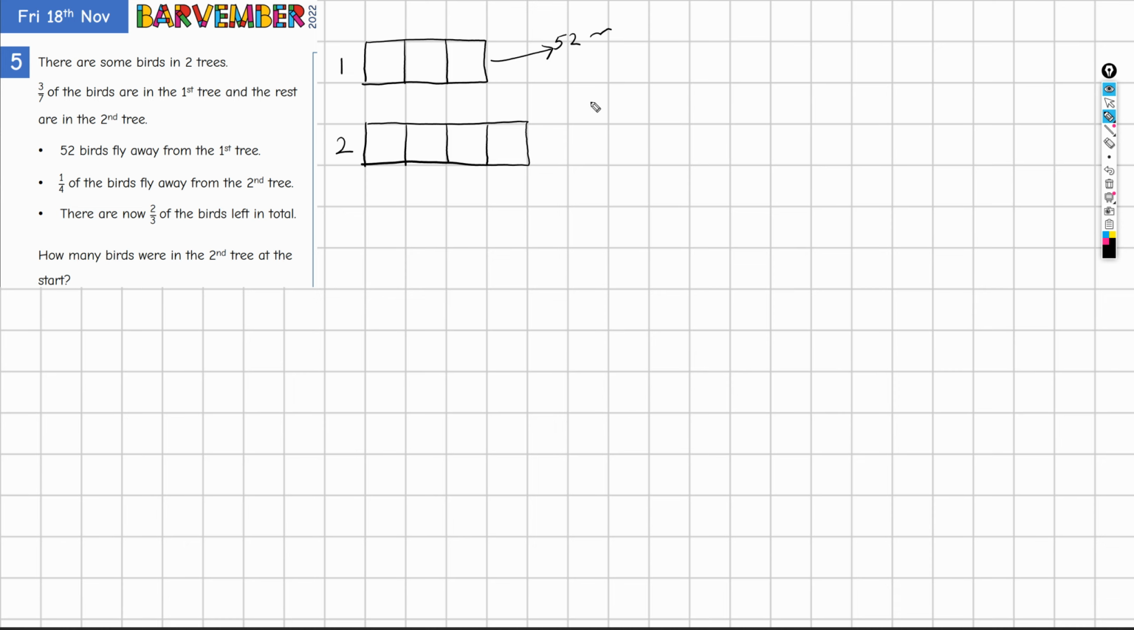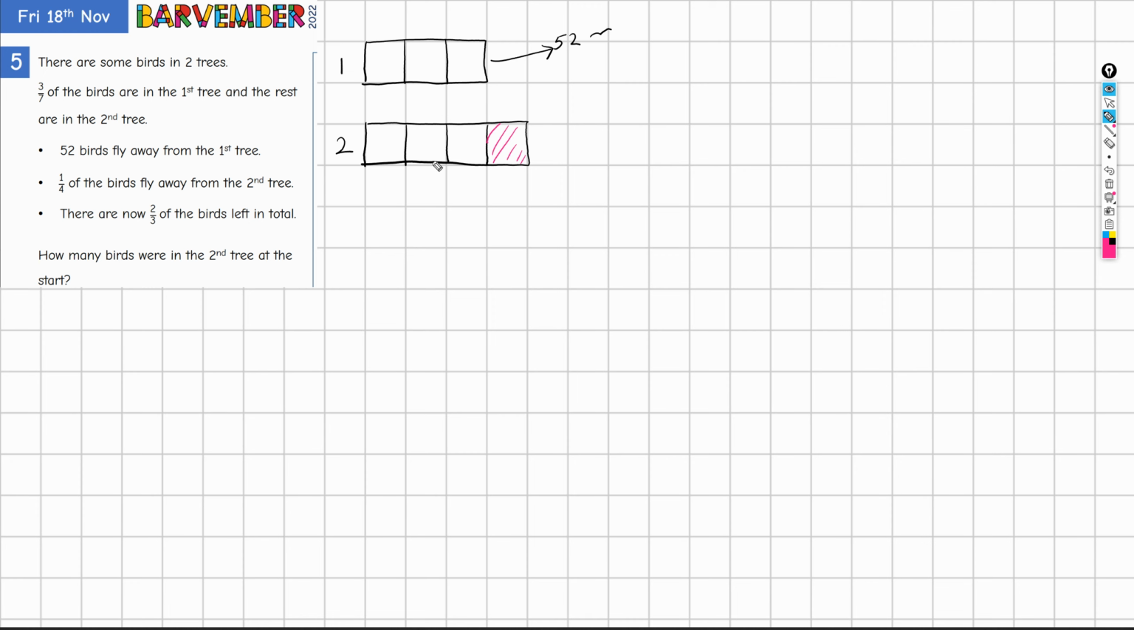fly away. Okay. I can't mark that on this bar in any useful way because I don't know what size that is in relation to the bar at all. So I'm just writing it down. But we do know that a quarter of the birds fly away from the second tree. Well, that's much easier to do. So that's great. A quarter fly away. So that's one of these quarters here. And there are now 2/3 of the birds left in total. And okay, so I'm going to need to subdivide this to figure out what's going to be 2/3.